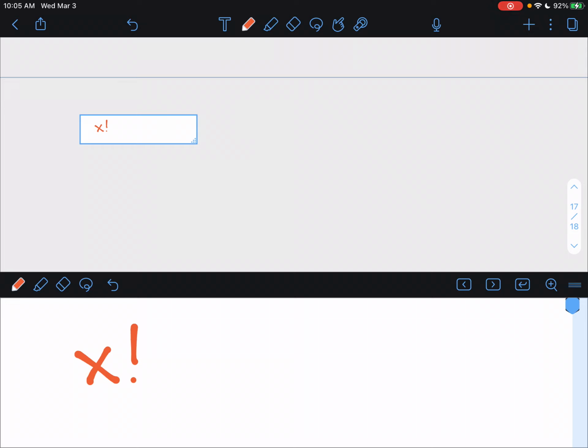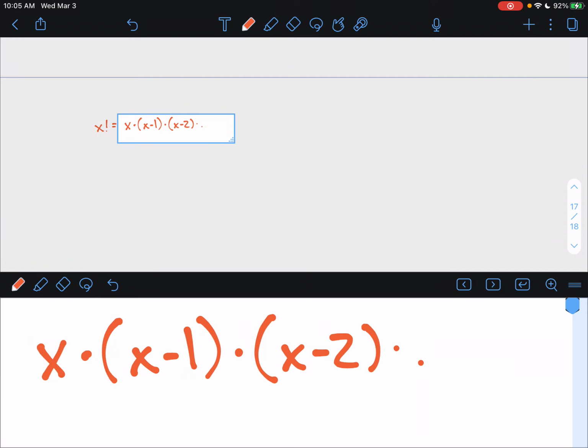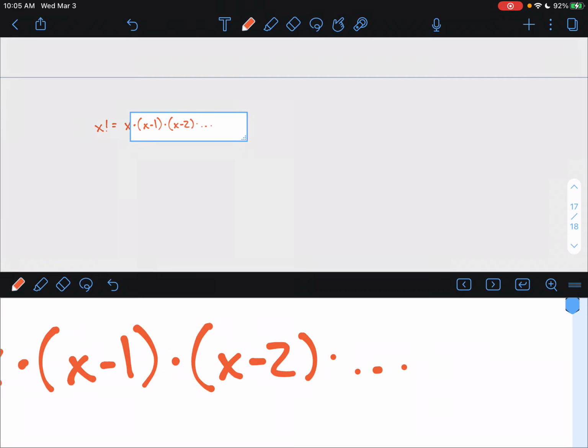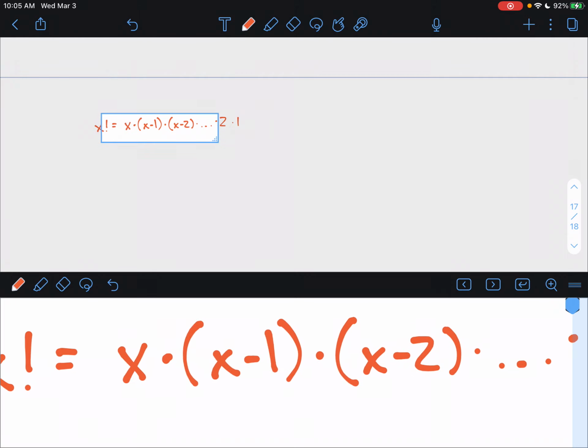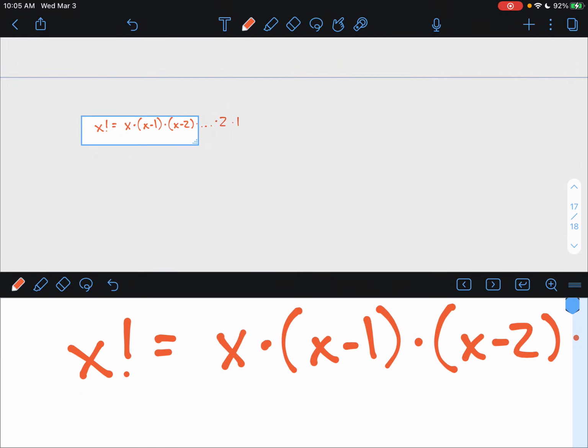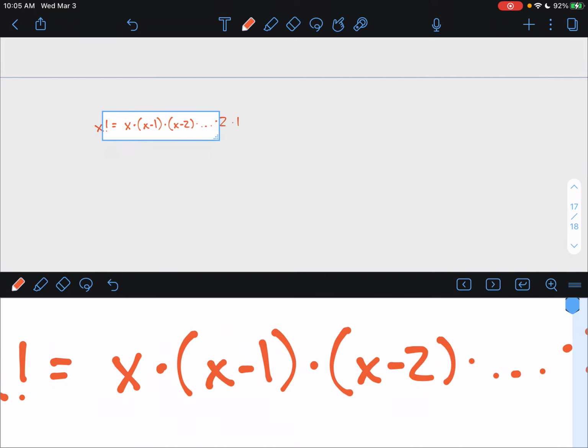So if I have x factorial, that just means x times x minus 1 times x minus 2 times everything down to 2, and then every integer basically before it. So x is going to be some integer. So if I have this x factorial, it's just going to be x times every integer that comes before it.